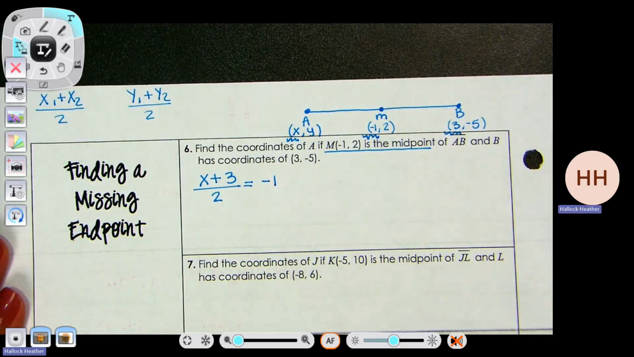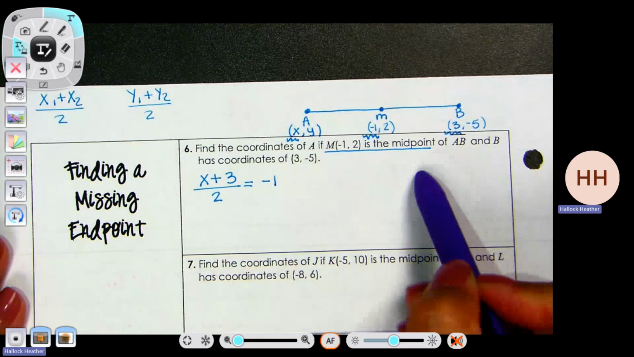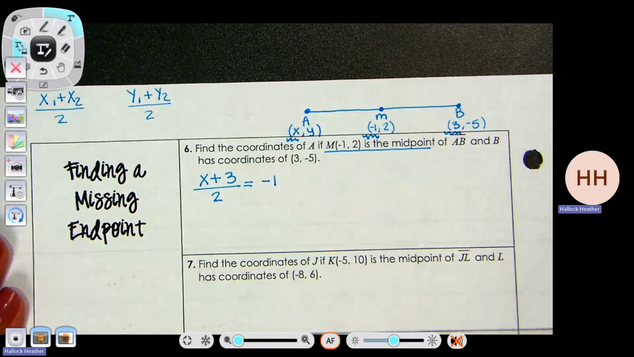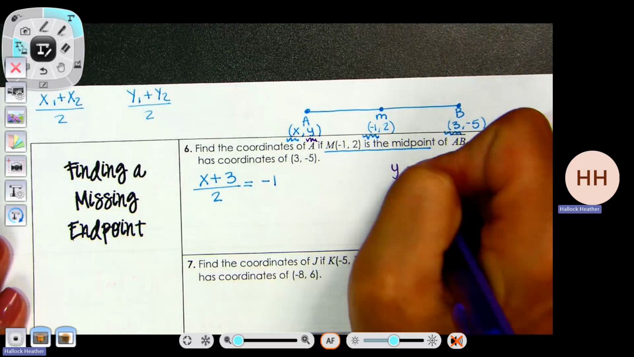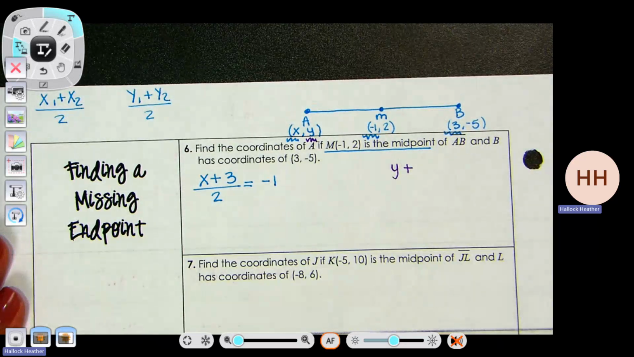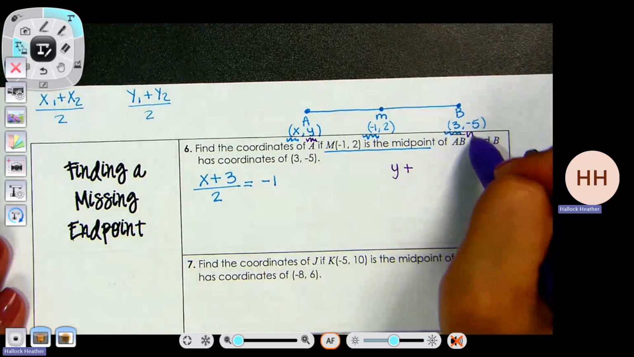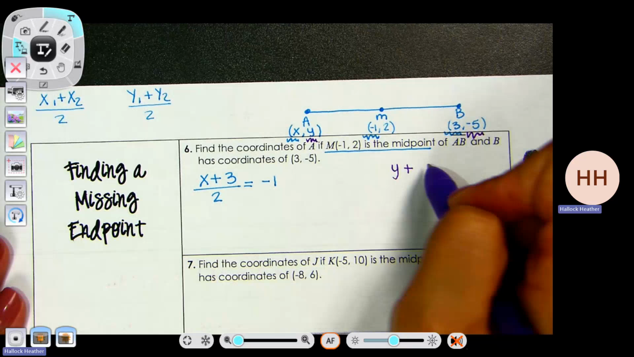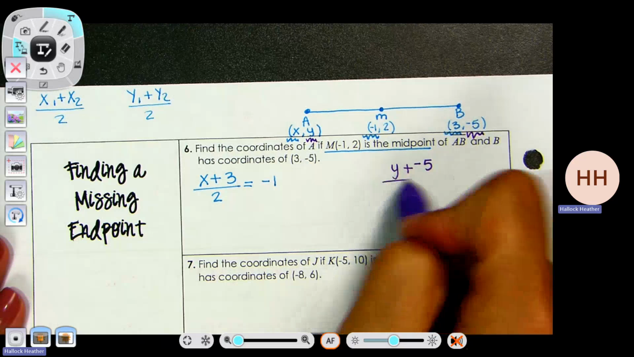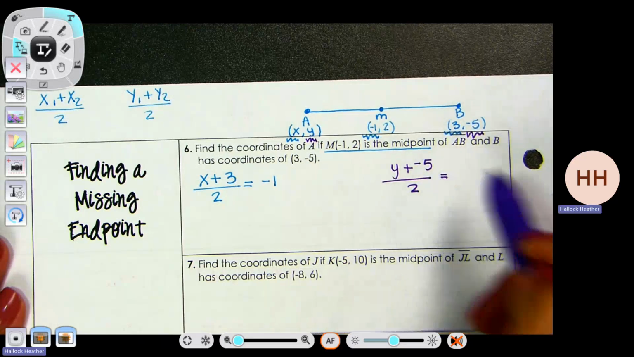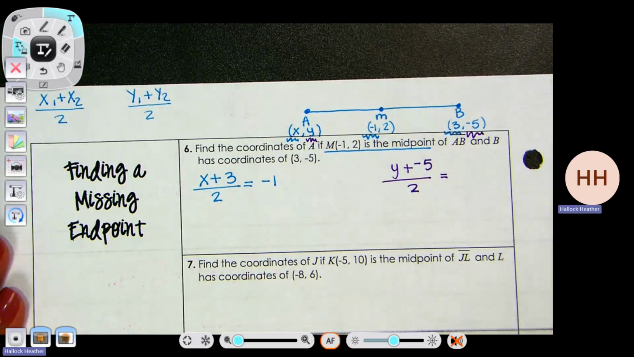I'm going to write a separate equation for the Y. So I'm going to put Y over here. I don't know my first Y, so I'm going to say Y plus, what's the other endpoint for Y? -5. Oh, I should put a minus. Since I'm adding a negative, technically it's just a minus sign, but I'm writing in pen. So if you just want to put a minus sign, you can. I'm dividing by 2. And where should it end up in the middle? 2. Now I have to solve each one of these equations individually.